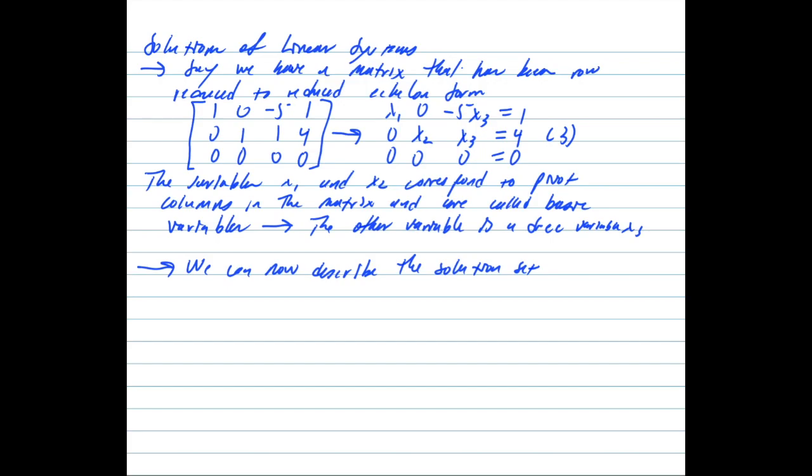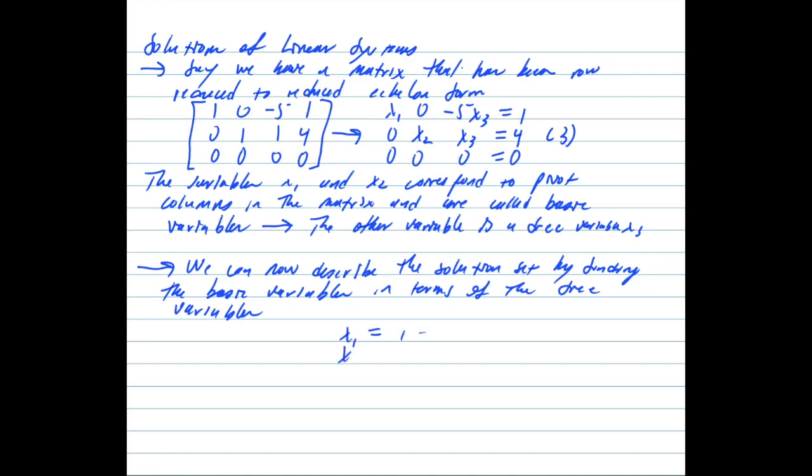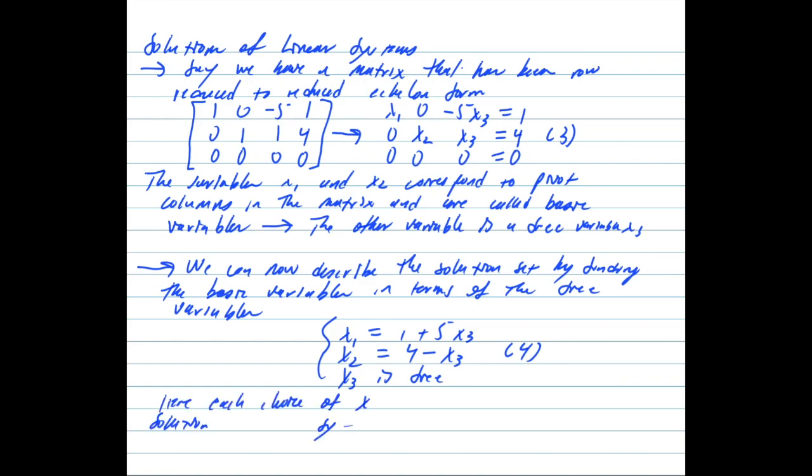Okay, now that we've identified which variables are in pivot columns, we can now describe the solution set by finding the basic variables in terms of the free variables. And just to state this again, x3 is not in a pivot column. So x3 is a free variable. We can write whatever we want for x3. So x1 is equal to 1 plus 5 times x3. x2 is equal to 4 minus x3, and then x3 is the free variable.